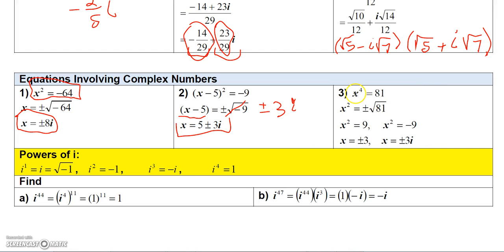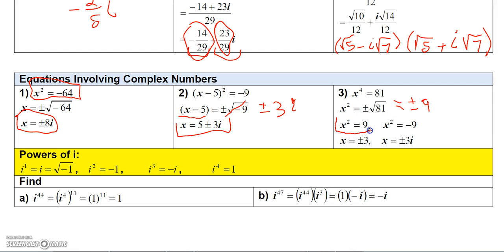And here's another one that I thought was interesting. x to the fourth is 81. So apply the square root theorem, and that would tell us that x squared has to be plus or minus the square root of 81, which would equal plus or minus 9. All right. So x squared equals plus or minus 9. Now, that means x squared equals 9.